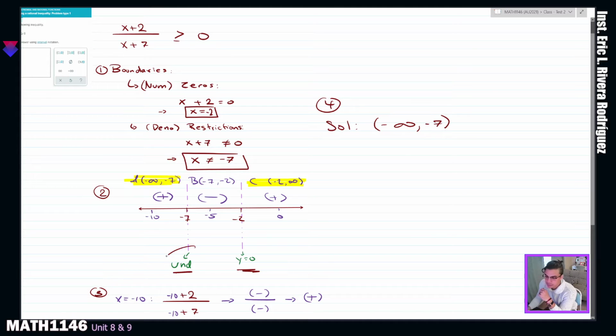Careful. Negative 7. The y value at negative 7 is undefined, so we do not include negative 7, but we do include negative 2 because at negative 2 we have a 0, and we have greater than or equal to 0. So there you have it.